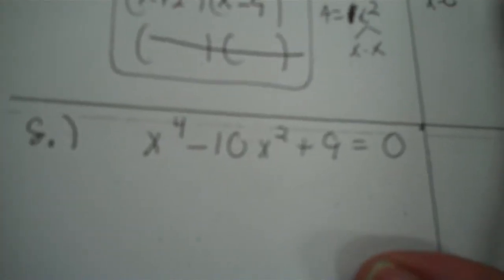Okay, number 8, x to the 4th power minus 10x to the 2nd power plus 9 equals 0. I actually want to change something here. Okay, I want to change this problem. I just got to think here.